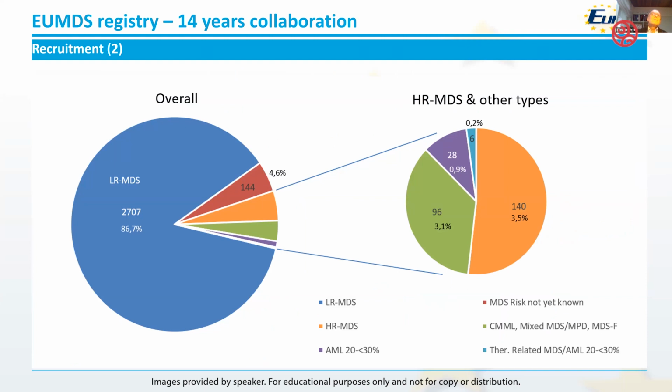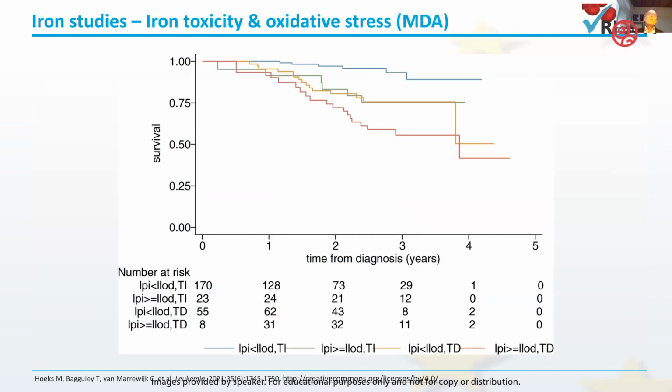Since we started 14 years ago, as you see here, most of you realize that we started the registry in low risk MDS, and for that reason the great majority of patients, now approaching 3,000, are low risk MDS patients. We are also collecting data in high-risk MDS and other types of myelodysplastic syndrome.